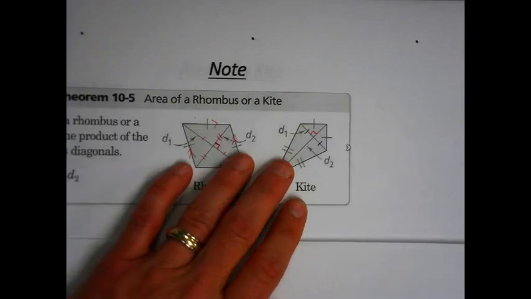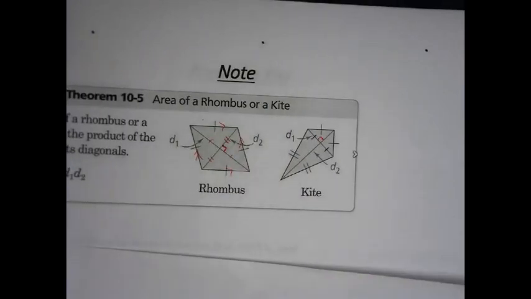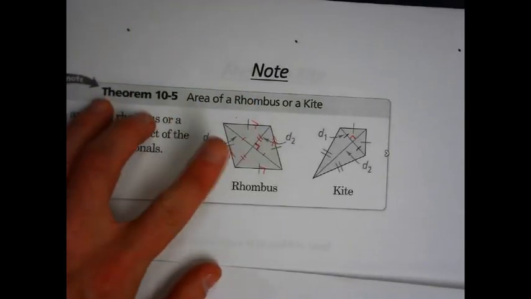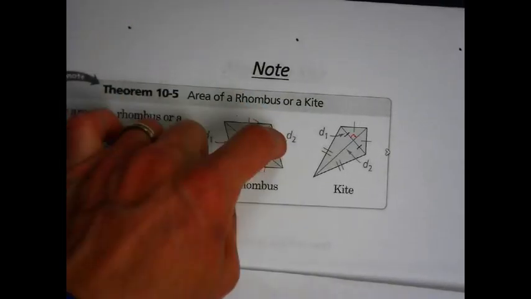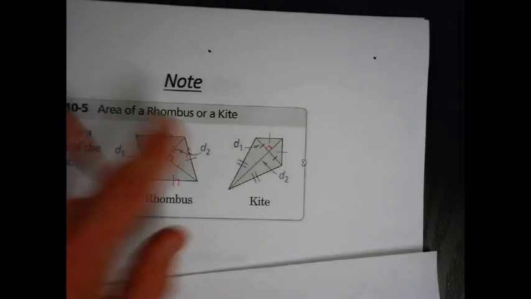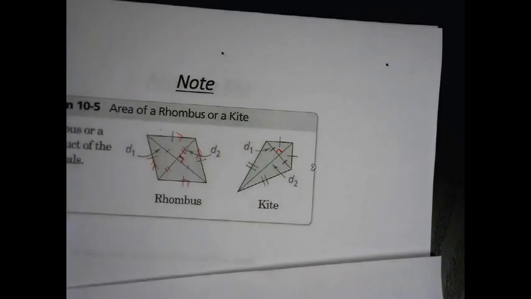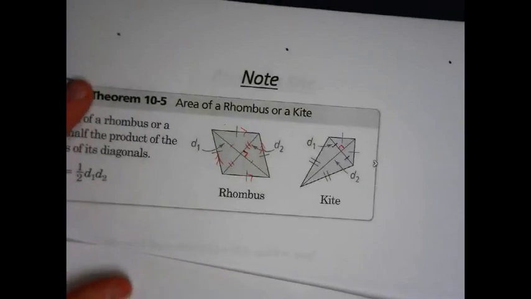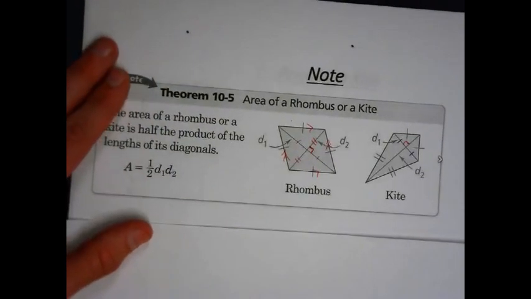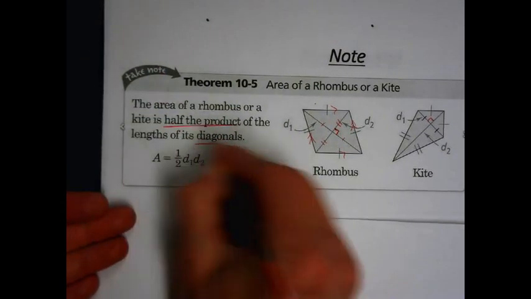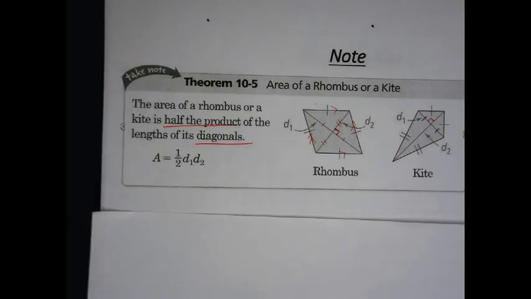So what about the area of this? All area things can be found by adding up the areas of the triangles. You can easily add up the area of the four triangles in a rhombus, and you can easily add up the areas of the triangles in the kite, or you could use this neat shortcut. The area of a rhombus or a kite is half the product of the diagonals. So multiply the diagonals, divide by 2, and you have the area.